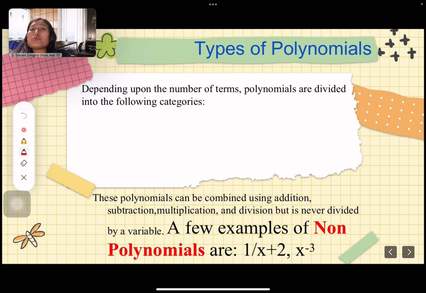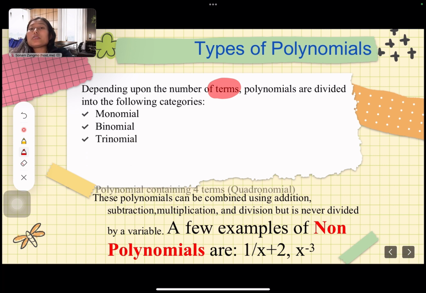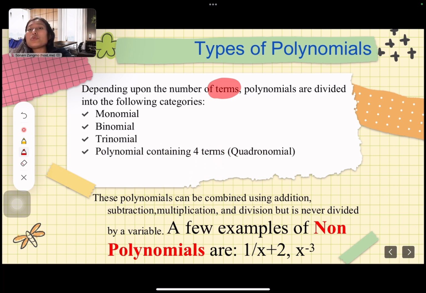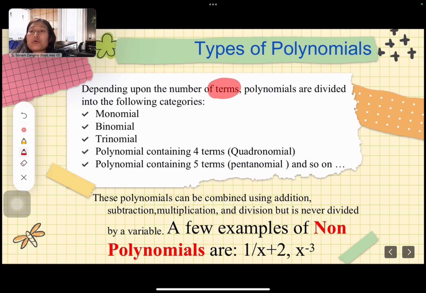Now types of polynomial. We have different types of polynomial, and it depends upon the number of terms. So number 1 is monomial. If there is just one term, it is known as monomial. Binomial, bi stands for 2, right? So it's 2 terms. Trinomial, 3 terms, and a polynomial containing 4 terms is known as quadrinomial, while we have pentanomial, which is a polynomial having 5 terms, and it goes on and on. So hexanomial, and you can just count on, right?